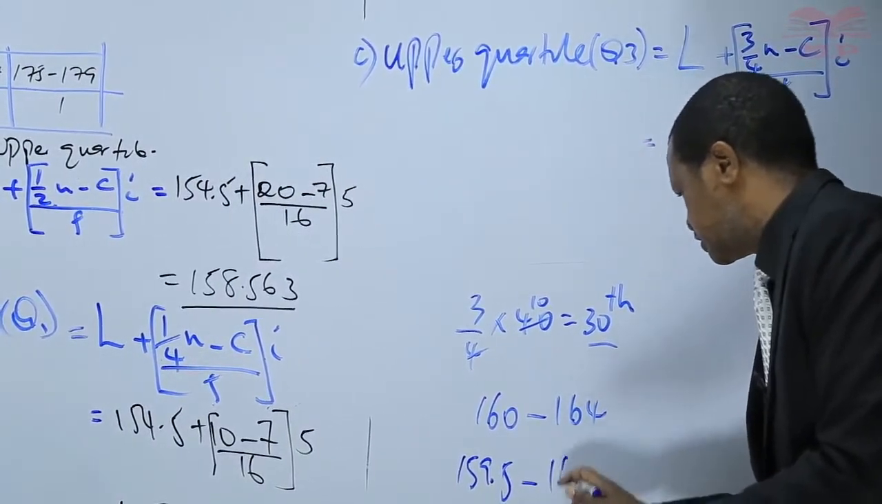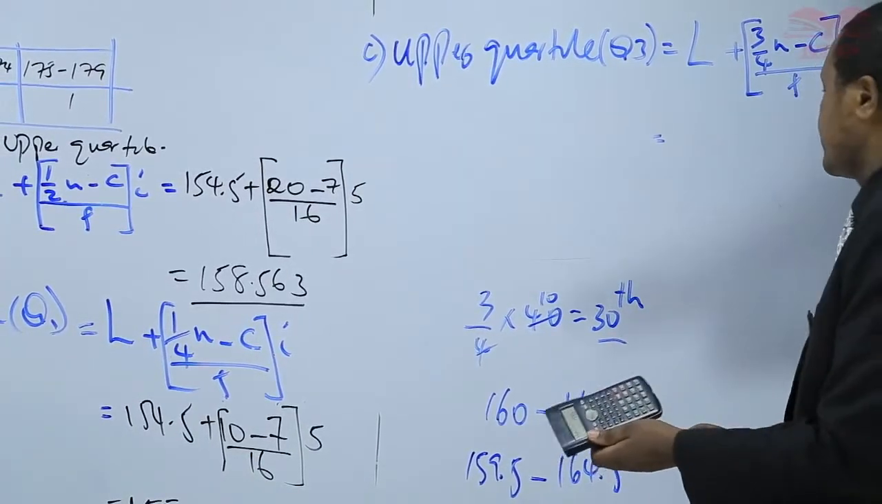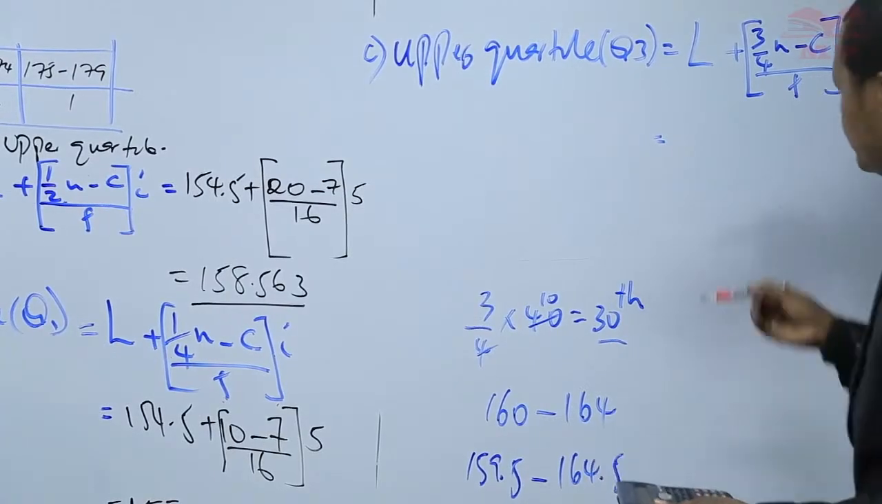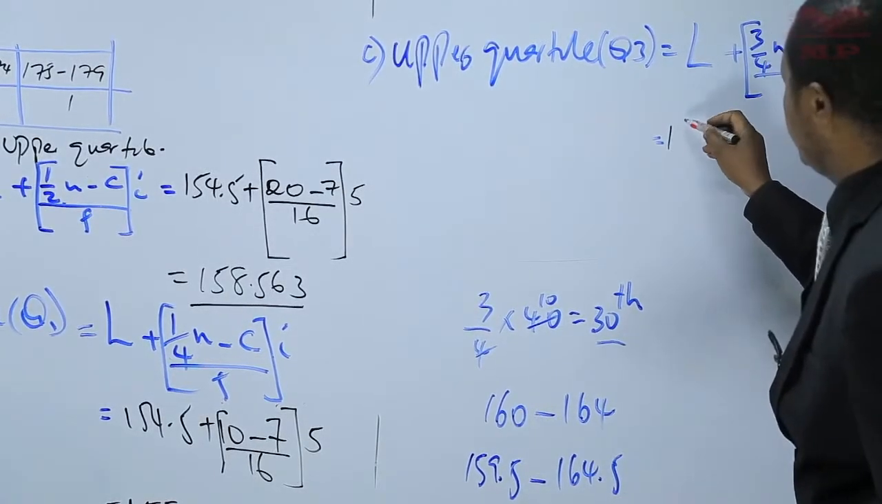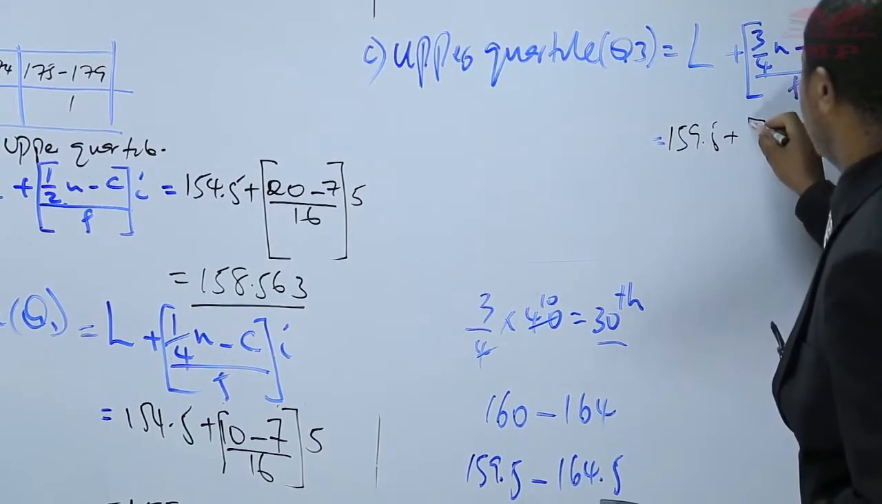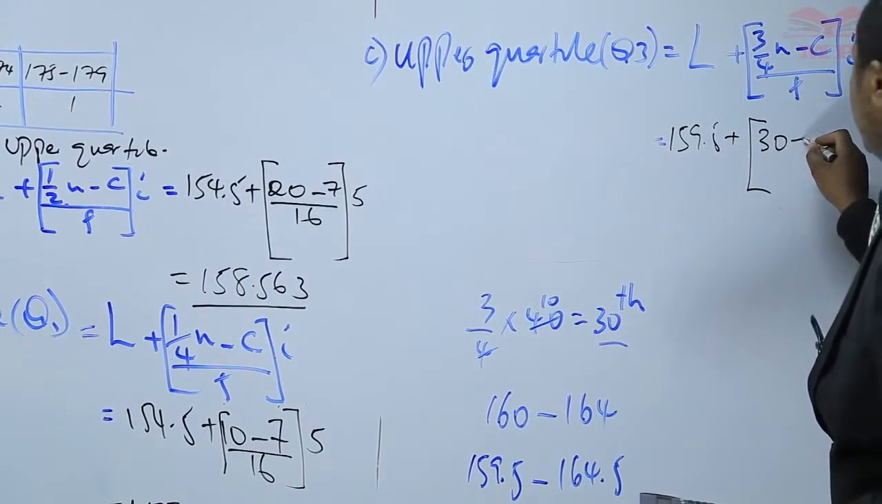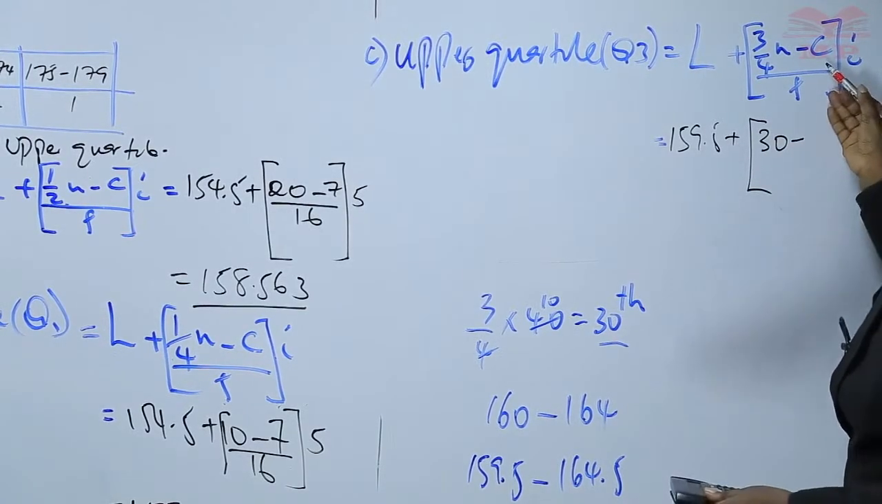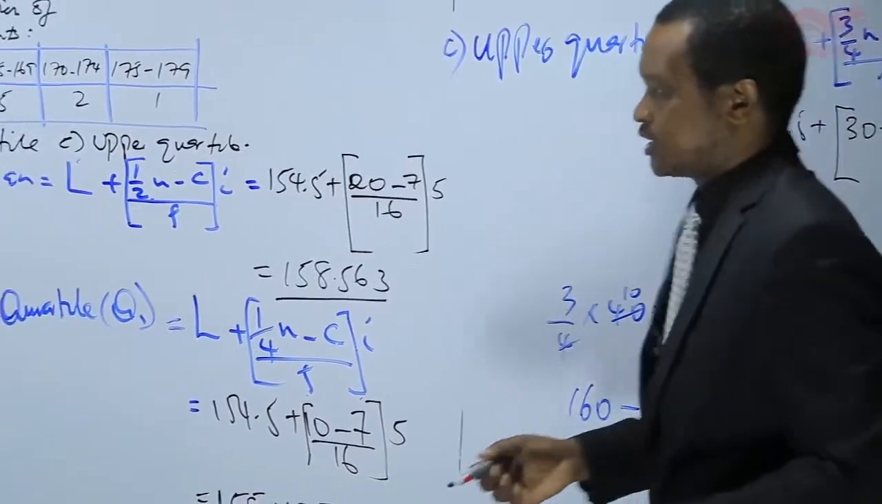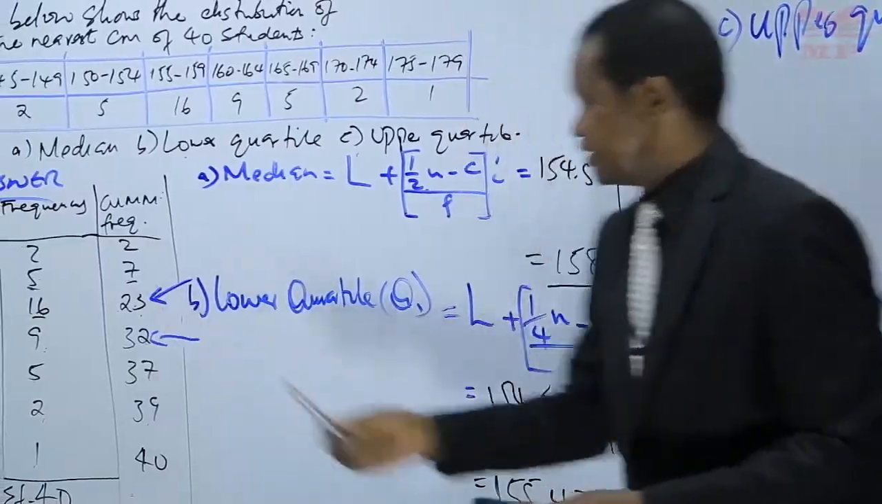The upper will be 164.5. So I'll come here and insert the values. We have 159.5 plus 3 over 4 times n, which is 30, minus the cumulative frequency above the third quartile class. The cumulative frequency above this class is equal to 23.